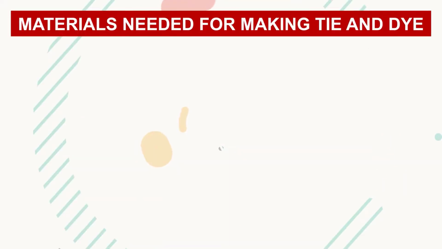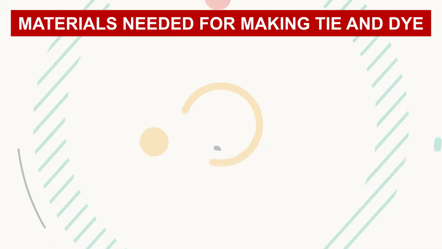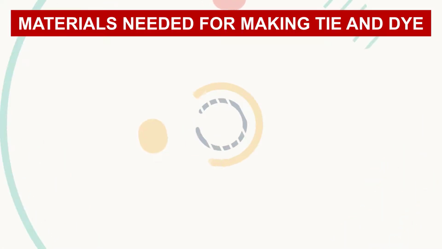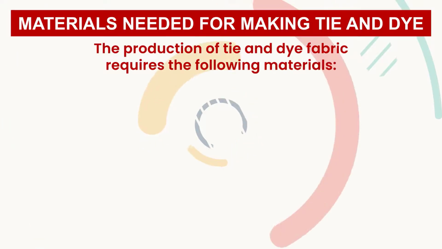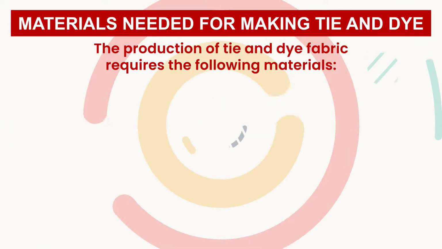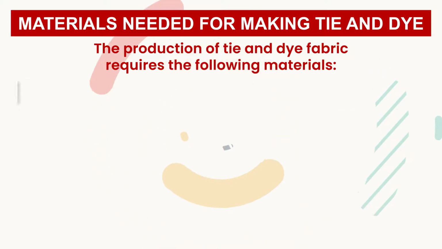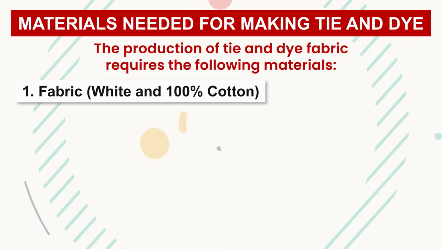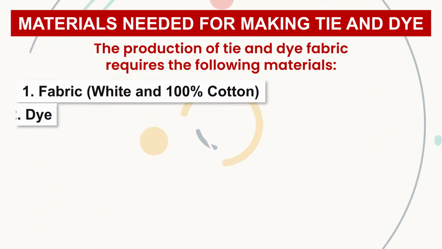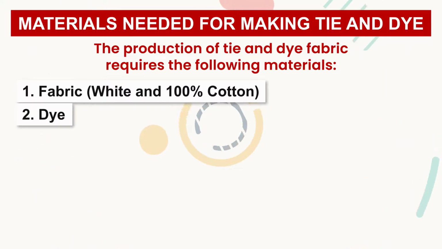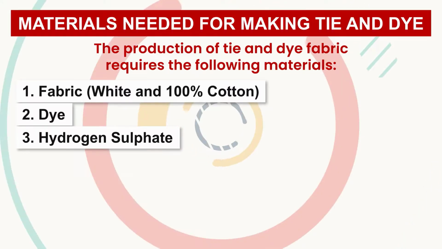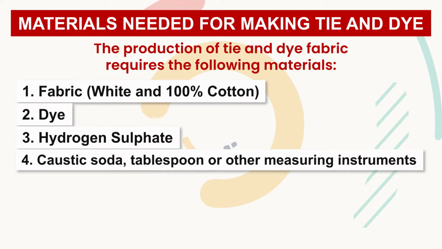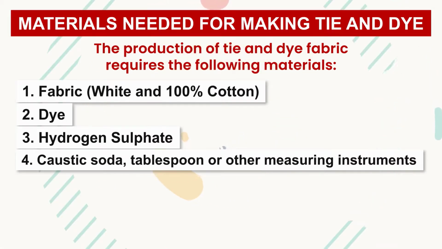Materials needed for making tie and dye. The production of tie and dye fabric requires the following materials. Number one, fabric, white and 100% cotton. Number two, dye. Number three, hydrogen sulfate. Number four, caustic soda, tablespoon or other measuring instrument.